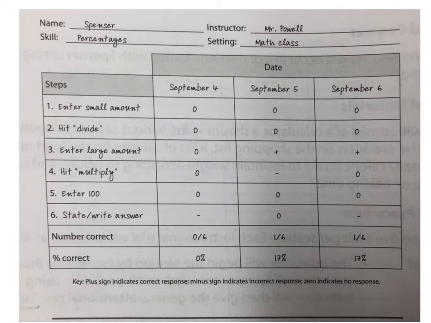However, the next day, September 5th, Spencer made one correct response to step 3, which made 17% correct for the day. How you compute the percentage of correct is you divide the number of correct responses by the total number of steps, multiply by 100, then you get the percentage of correct.